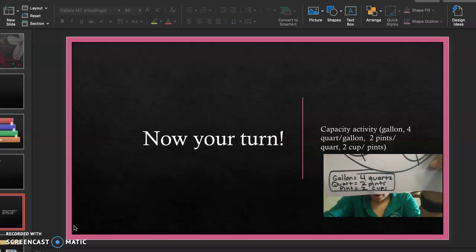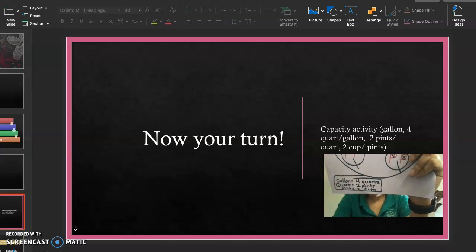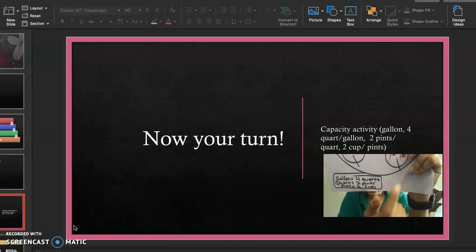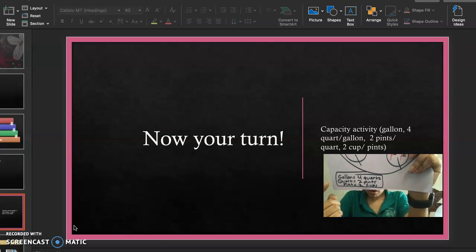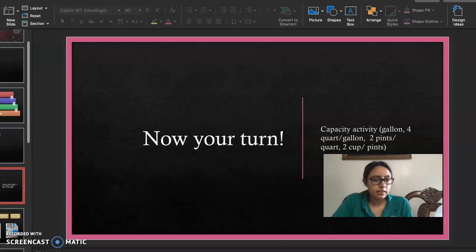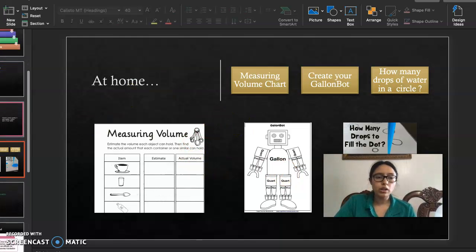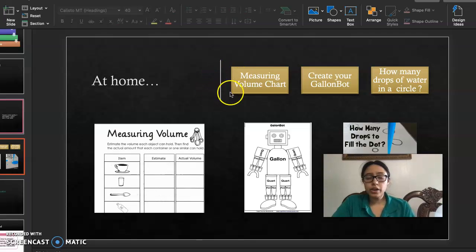And then we also wrote this at the bottom or at the top. I don't know where you wrote it, but we also wrote the key. Gallon equals 4 quarts. Quart equals 2 pints. Pint equals 2 cups. All right. Then I gave you an option, and I said you can choose from the following activity. You can either complete a measured volume chart, or you can complete a gallon butt, or you can complete this activity here: how many drops to fill the dot.